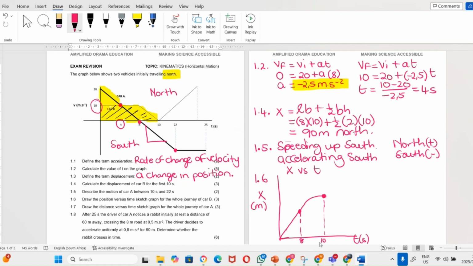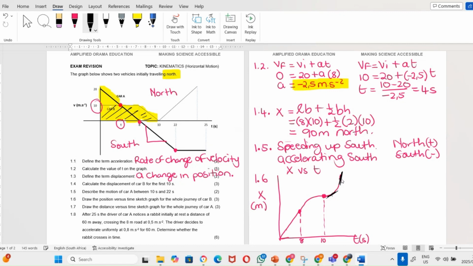Then the object continues. It speeds up after that momentarily. After the object momentarily stops, it then starts to speed up again, still heading north. So that would look more like this, more like a happy face. Why a happy face? Because you can see that the graph starts from being less steep to more steep. And so the gradient is increasing from that point to that point, which means the velocity is increasing from that point to that point.